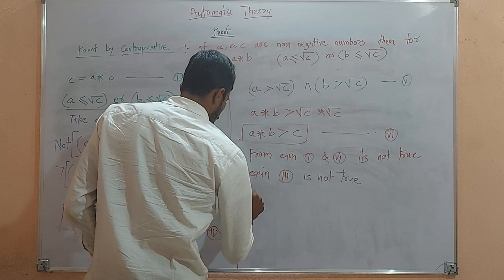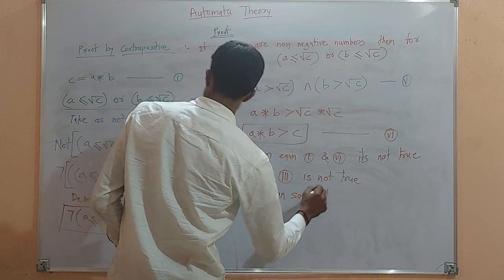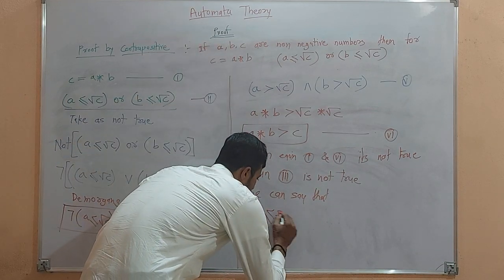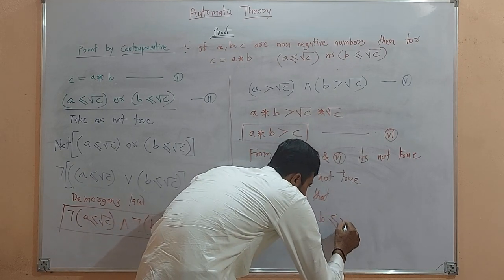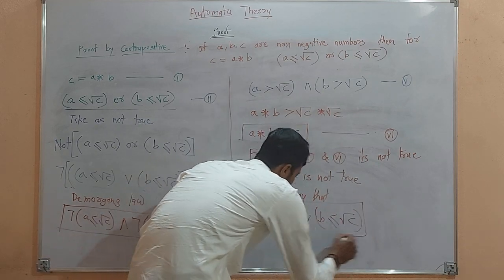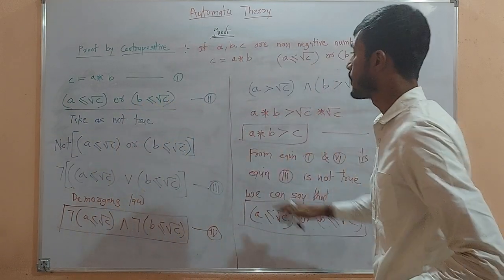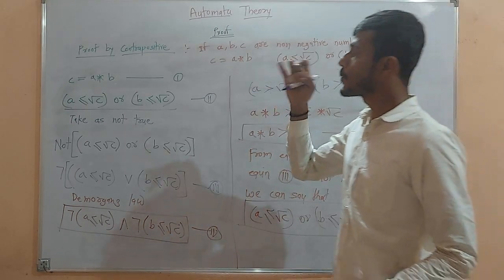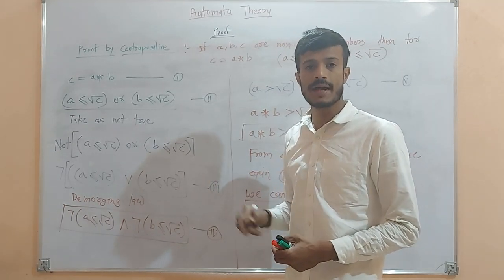So we can say that A is less than or equal to root C, or B is less than or equal to root C. Okay, so that is the proof by contrapositive. That's all about proof by using the contrapositive method. I hope that you got this idea.